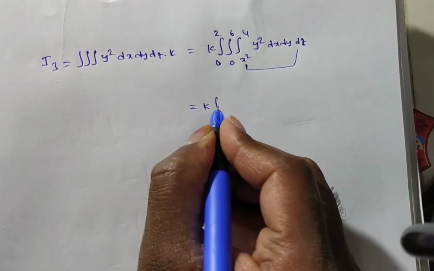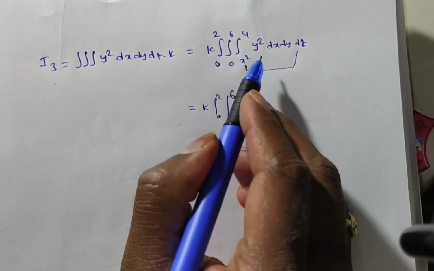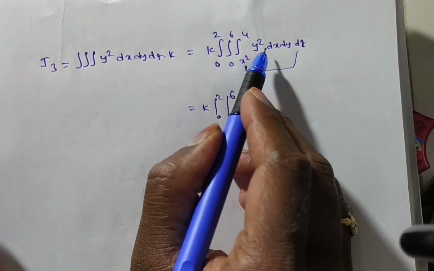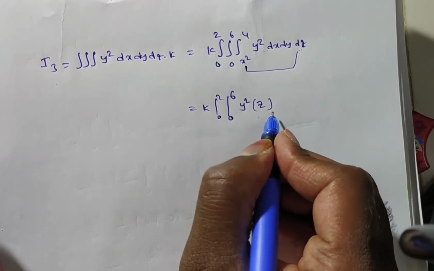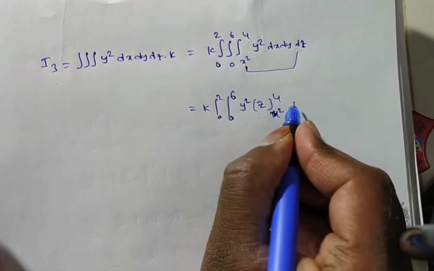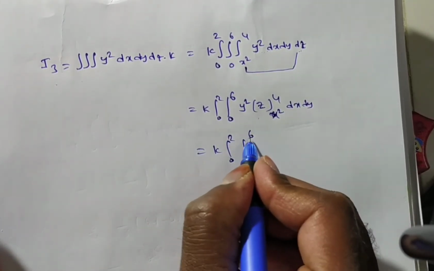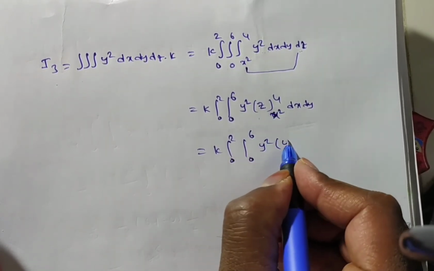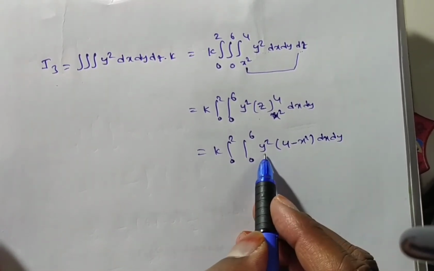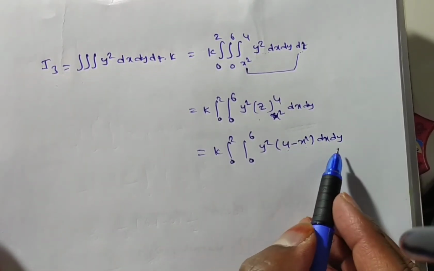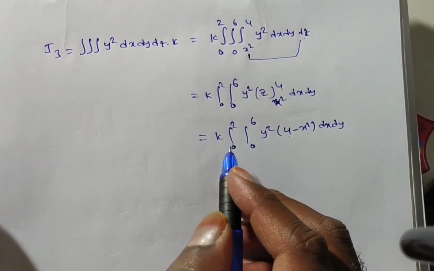Now k into integral 0 to 2, integral 0 to 6, y squared you have to keep as it is. Next with respect to z you have to do. What is the y squared quotient? 1. So integration of 1 with respect to z is z, limits from x squared to 4, into dx dy. Then k into integral 0 to 2, integral 0 to 6, y squared into, if you substitute the upper limit 4 minus the lower limit x squared, into dx dy. Friends, you see the integrand here is y squared into 4 minus x squared, we are integrating with respect to x and y, but the limits are independent, so we can do the integration irrespective of the variable.